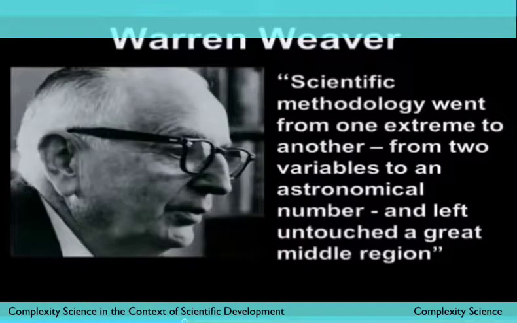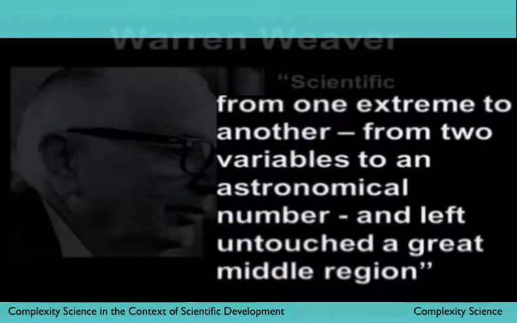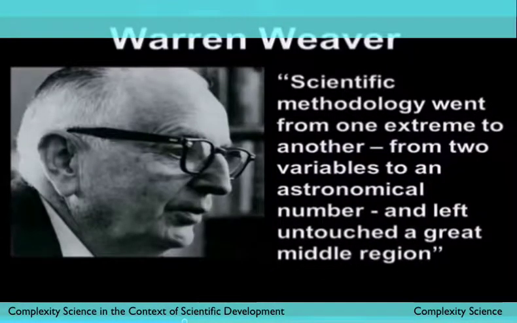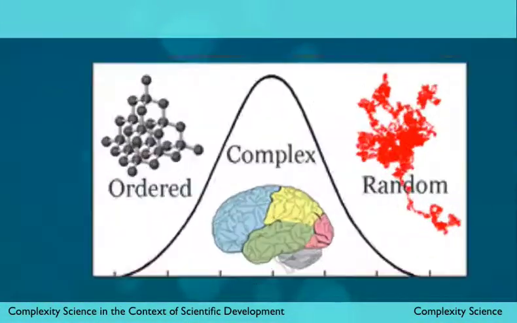In 1948, an American scientist, Warren Weaver, published an article titled Science and Complexity, in which he made the observation that science has dealt with the two extremes of problems, leaving a huge, unattended middle. This middle region is where complexity science lies.